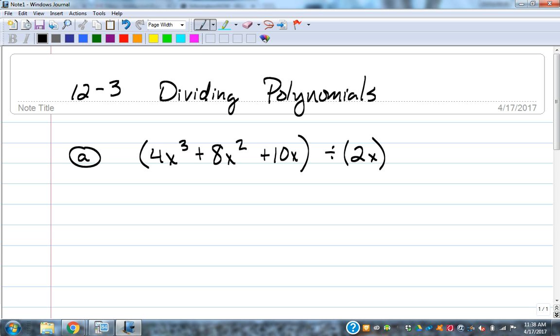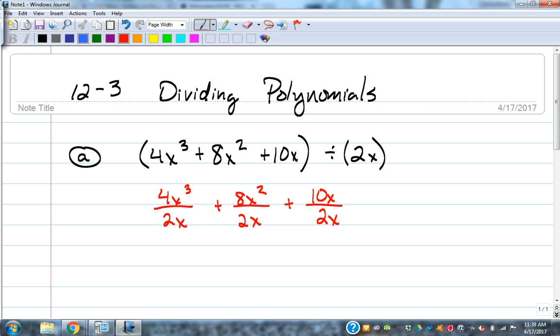When you're dividing by a monomial, one of the best ways to do that, and the way that I prefer, is to just make it into fractions and simplify those fractions. So what I would do is take 2x and make it the denominator of each of those, because you're dividing that entire polynomial by 2x. It's like dividing each term by that 2x, and then simplifying each of those terms. Not the only way to do this, it's the way I prefer.